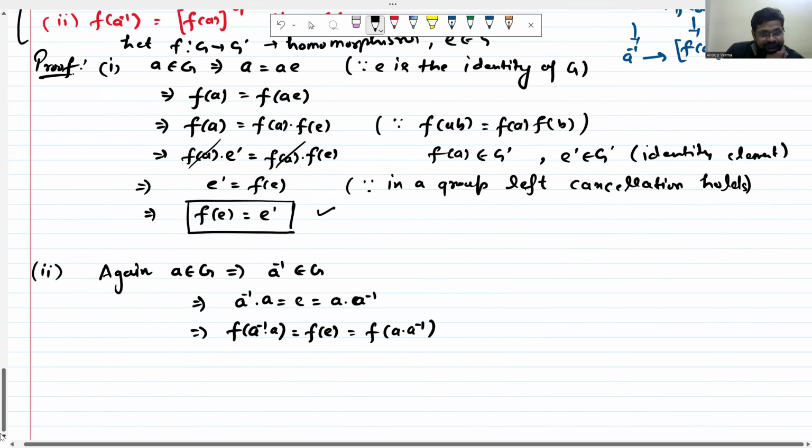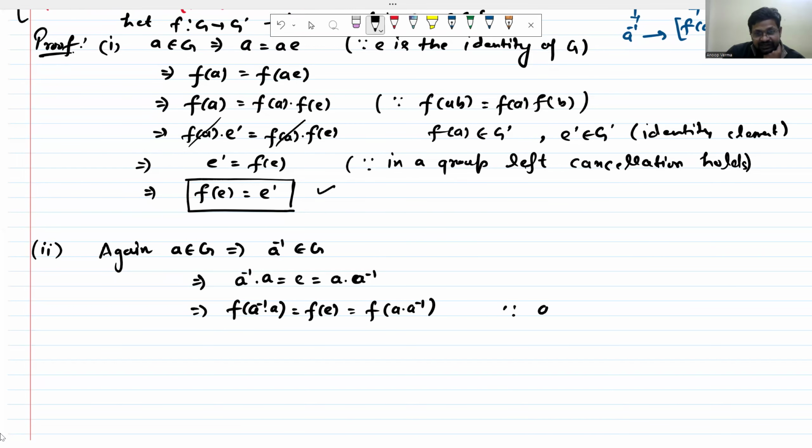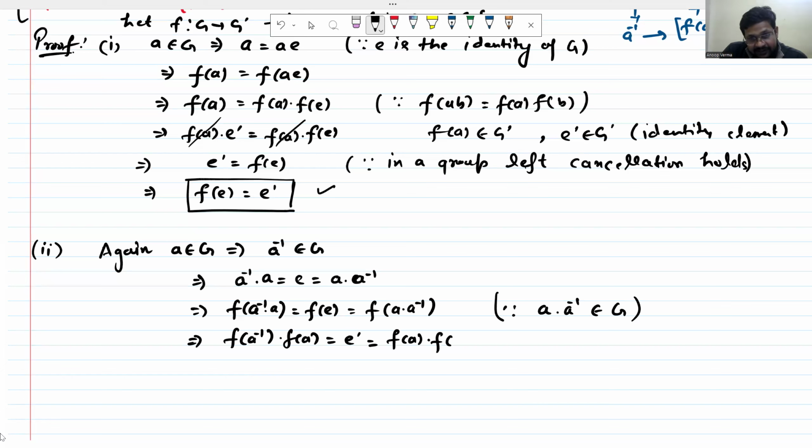This is okay, since this is A and A inverse is also an element from G, now you can break it out. So this will be F of A inverse times F of A. And you know that FE is mapped to E dash, the identity of G dash, so this is FA into FA inverse. We know that FE is mapped to E dash. Got it?